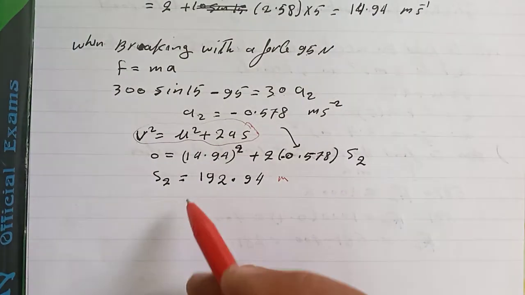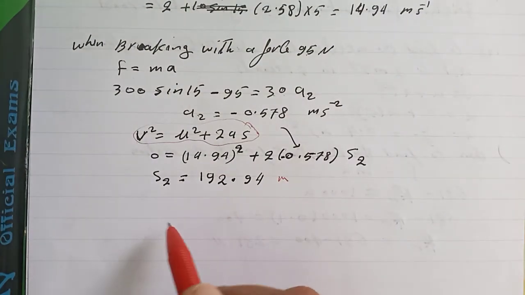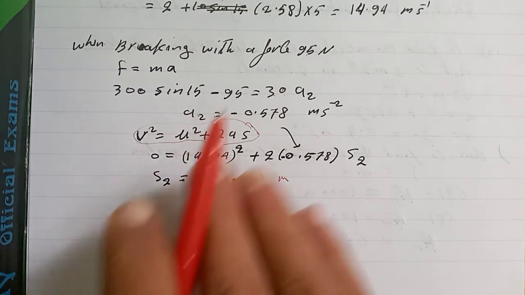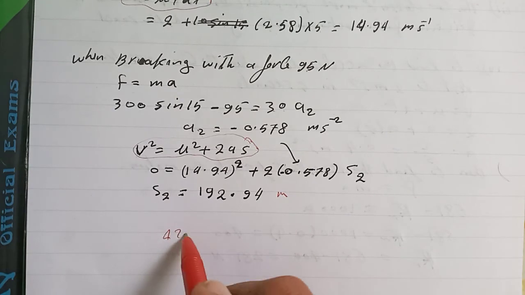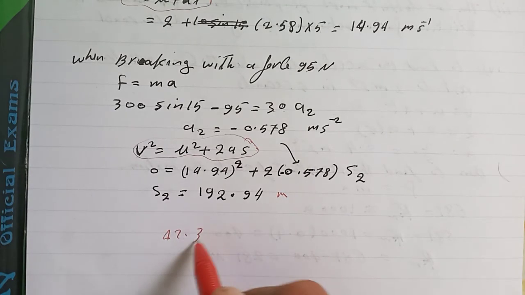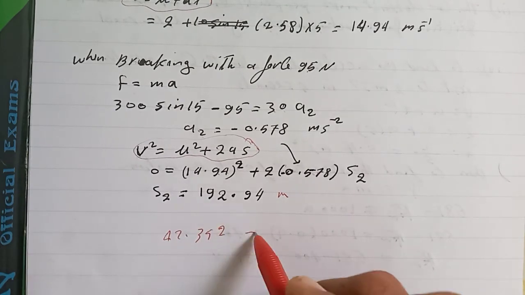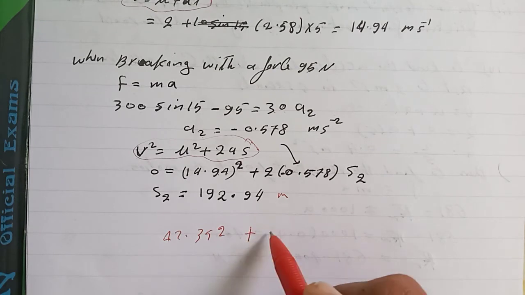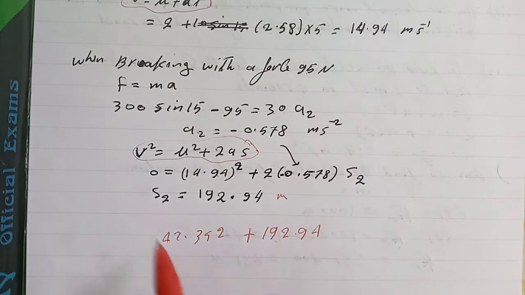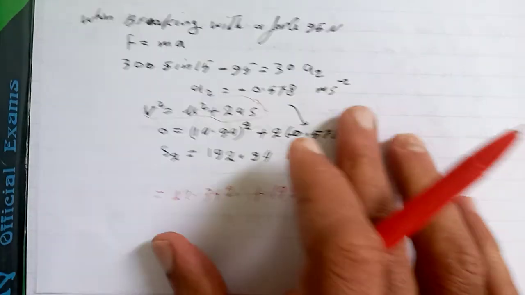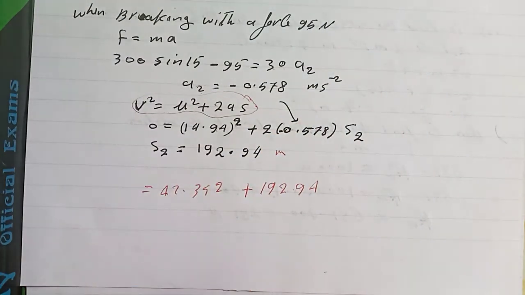So she moves with the first acceleration a distance which is 42.352, and with the second acceleration she moved a distance of 192.94. This is the sum of the two distances.